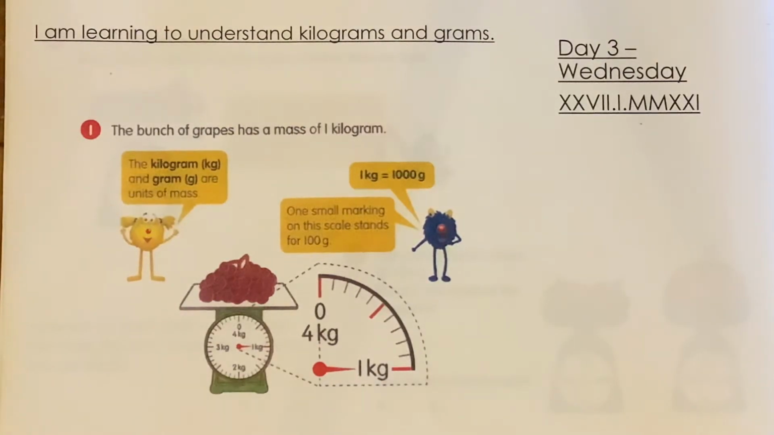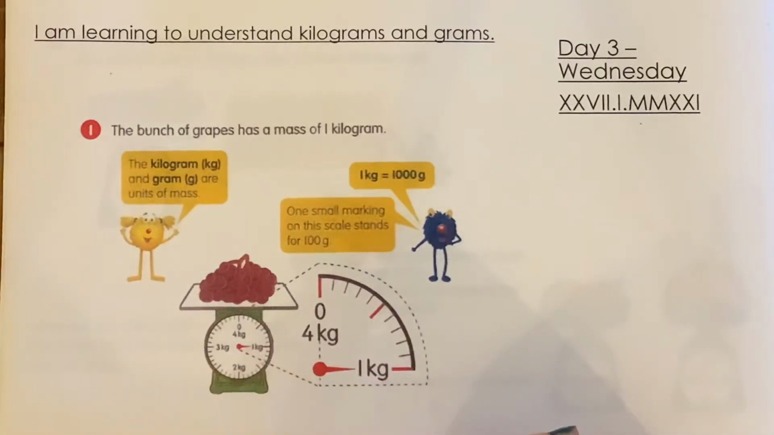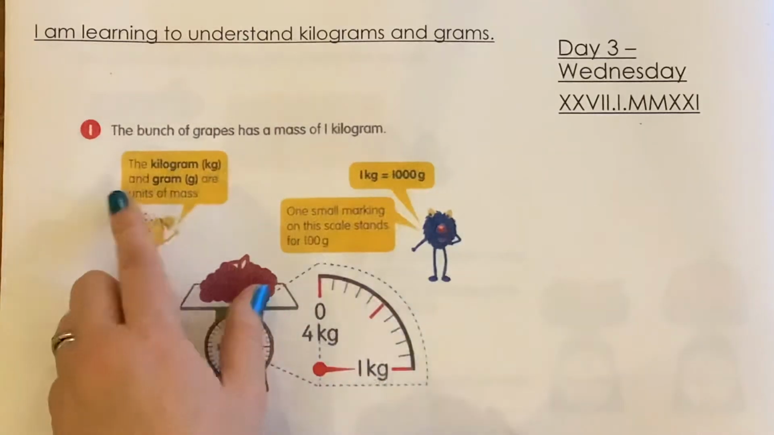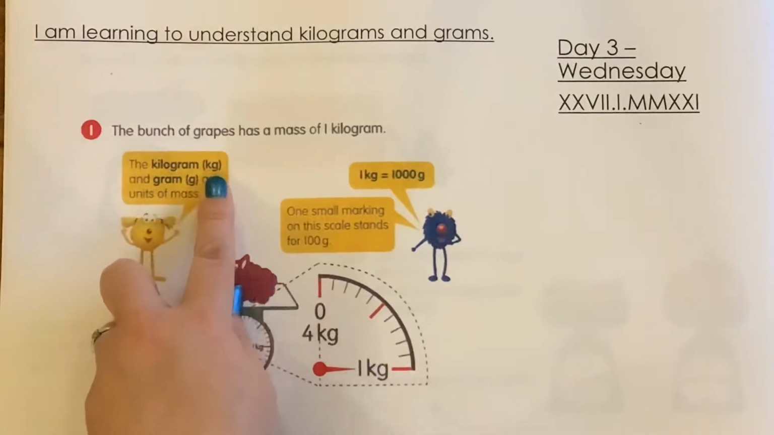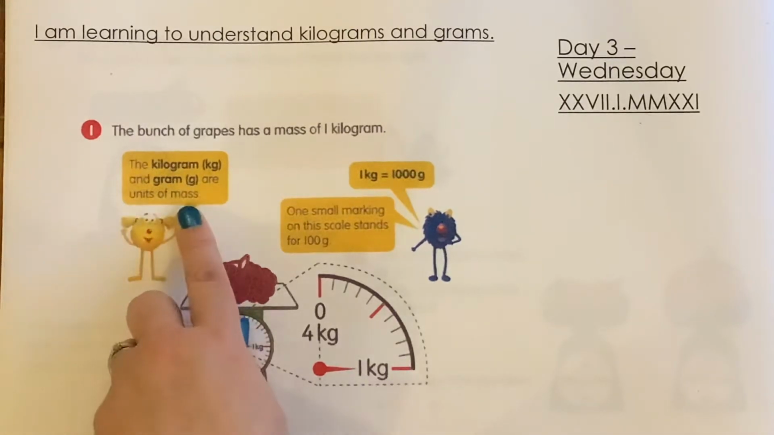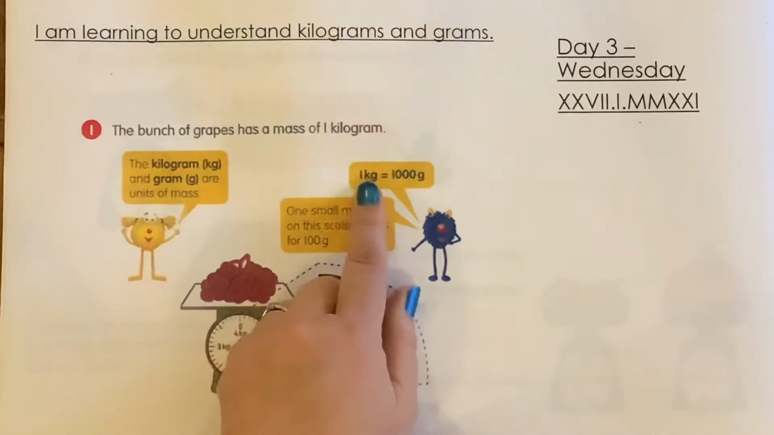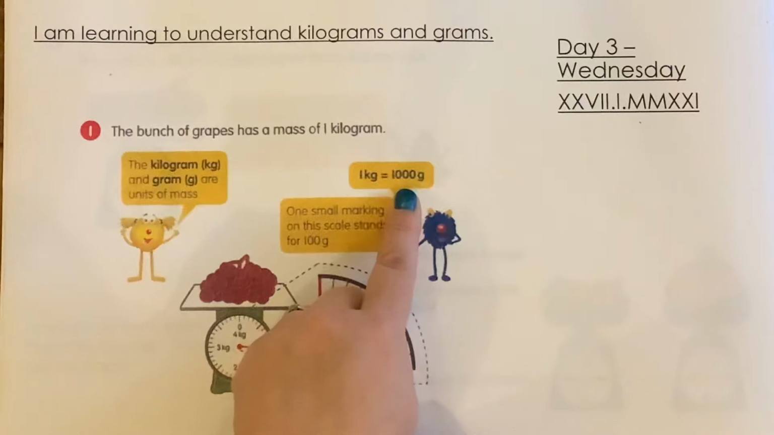Now we have covered this just like the rest of the units of measure. We did cover this in year 3. So hopefully this will be more like a refresher lesson for you. Today we're looking at kilograms and grams, and we need to remember that the kilogram, which we abbreviate to kg in brackets, and gram, which we abbreviate to g, are units of mass. So we use them for weighing items. We know that 1 kilogram is the same as 1,000 grams.